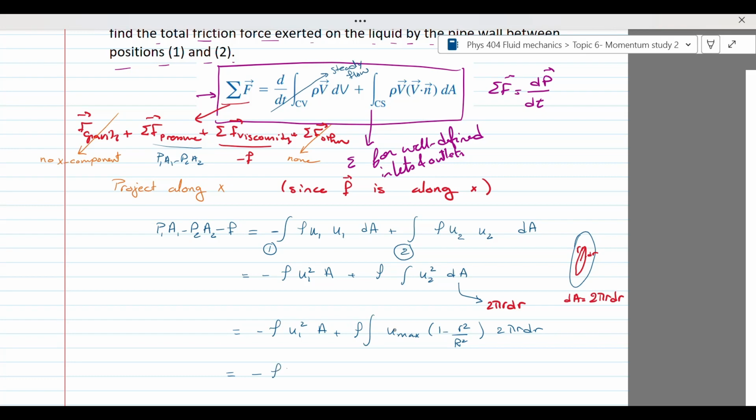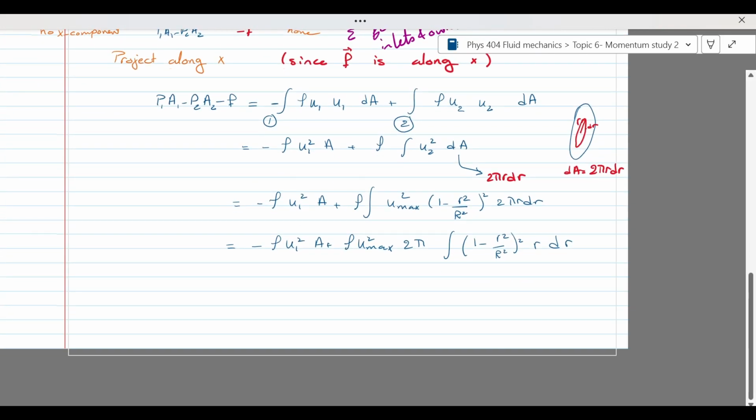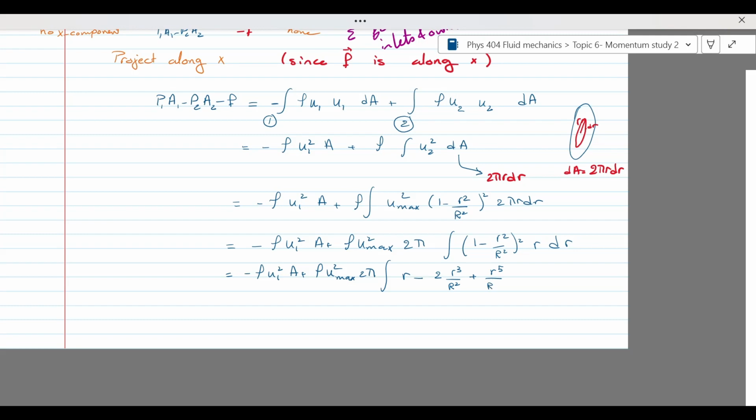I will obtain minus rho U1 squared A plus rho U max. I have a square here, sorry about that. I'll take 2 pi to the outside as well, and now I have 1 minus r squared over capital R squared, squared, times r dr. I got minus rho U1 squared A plus rho U max squared times 2 pi integral of, now I will expand this identity and I will multiply by r once I finish expanding this expression. So basically you should get r minus 2 r cubed over R squared plus r to the power 5 over R to the power 4 dr. And this integral should go from 0 to capital R.